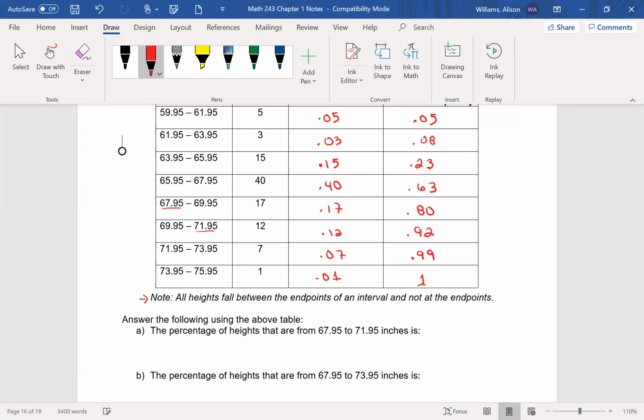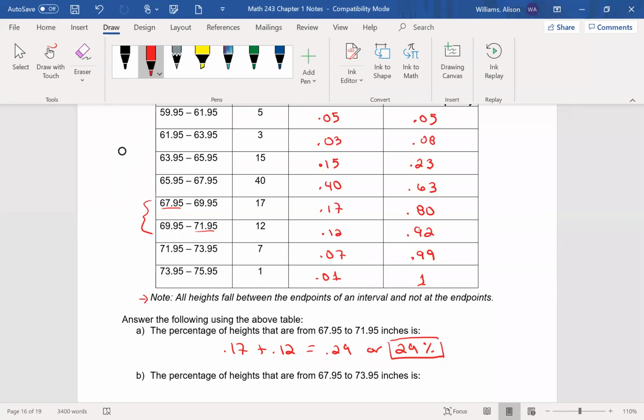So basically, we're going to have to do data for these two classes because the data for the first class is from 67.95 up to 69.95. And then it picks up again from 69.95 to 71.95. So that is a total of 17 and 12%. All right. Which gives me 0.29 or 29%. So since they actually asked for a percent, I'll write my final answer in percentage form.